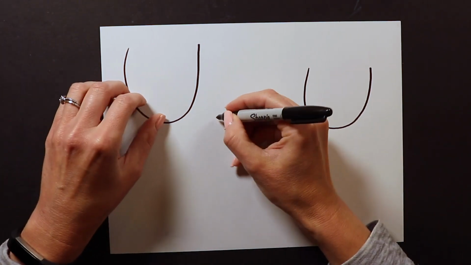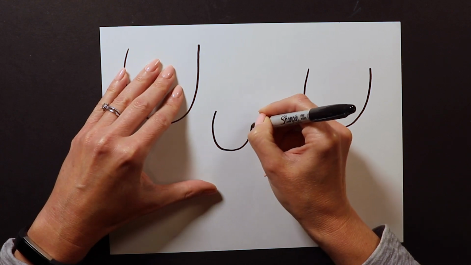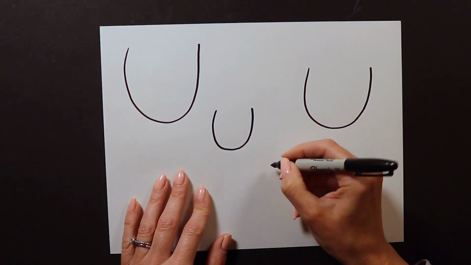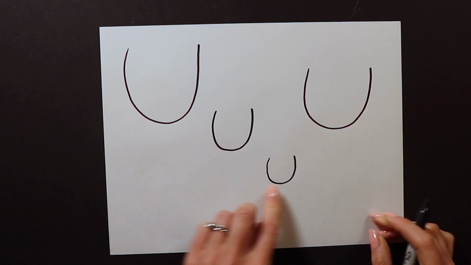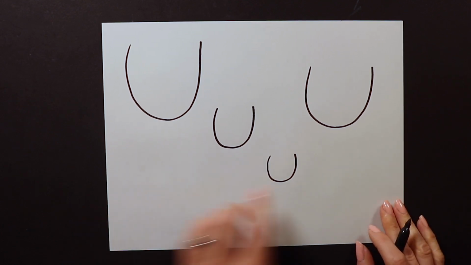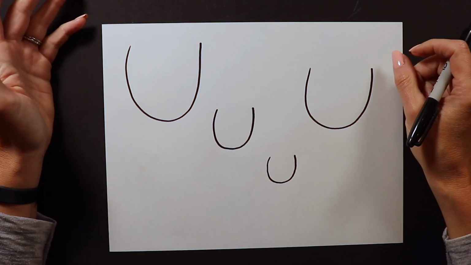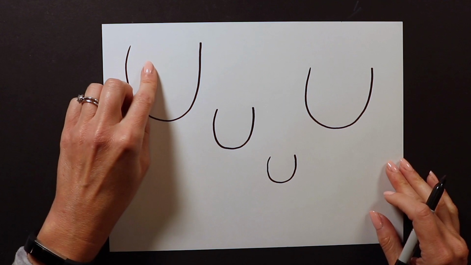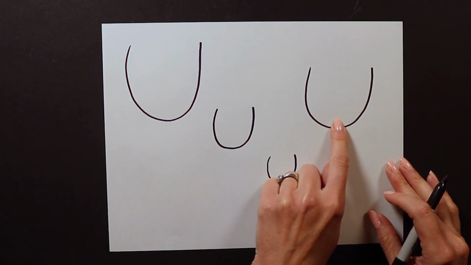Maybe that's a brother or a sister, and we're going to put another letter U. And then maybe you have a little baby in your family, so I'm going to make a teeny tiny letter U way down here. You might have 2 people in your family, or you might have 5 or 6 or 7 people. But you need to make sure you have a letter U for everyone in your house.